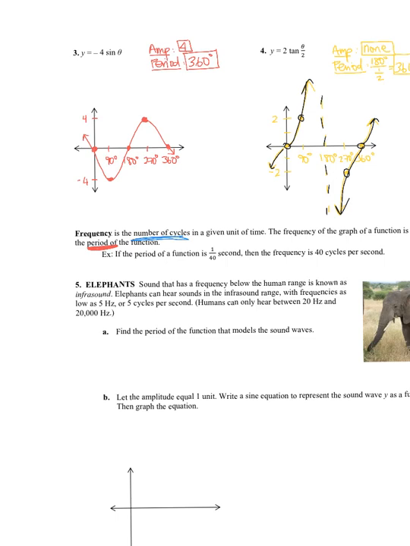All right, so for example, very simply, if the period of a function is 1/40th of a second, then the reciprocal, 40, is the frequency. So the frequency is 40 cycles per second. That's how frequency and the period are related.